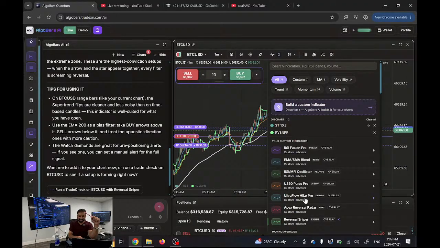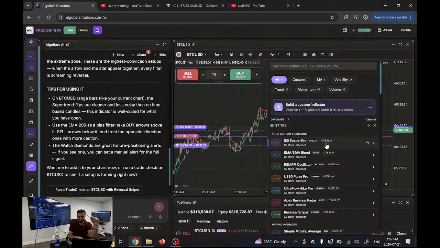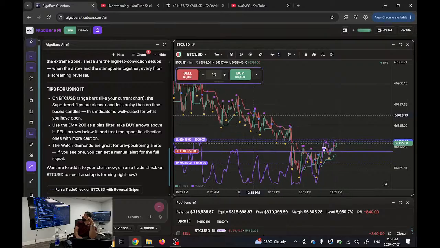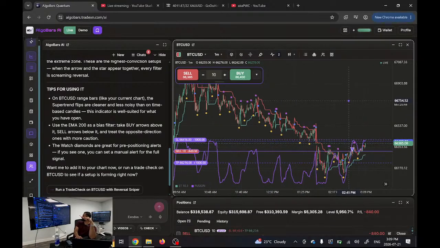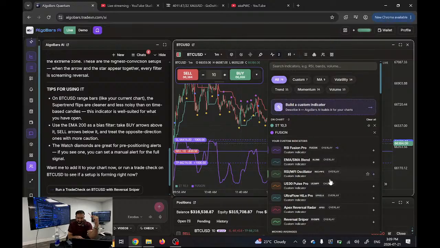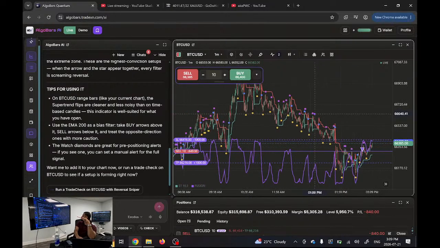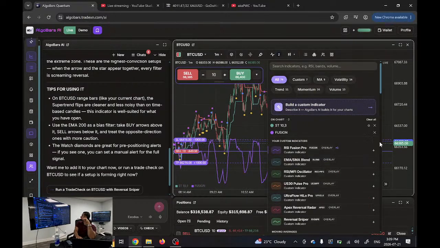I'll show you guys some of these other ones that we've made. So let me get rid of this. All right, look at this. This one is one I made. It looks super complicated, but it's actually pretty crazy. It's called RSI Fusion Pro. So this is another custom indicator that we have built. I'll show you guys some other ones.